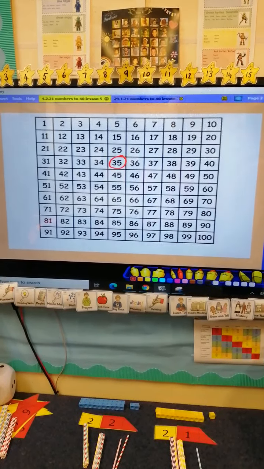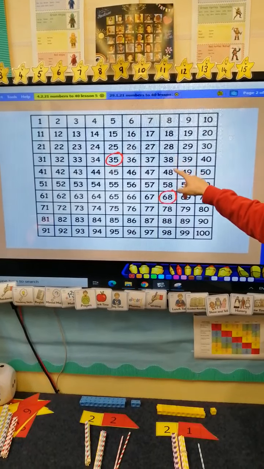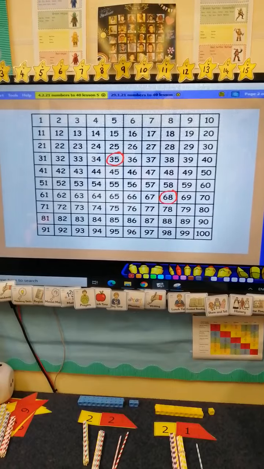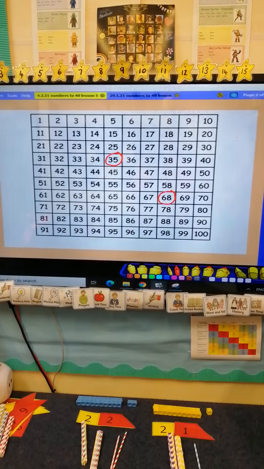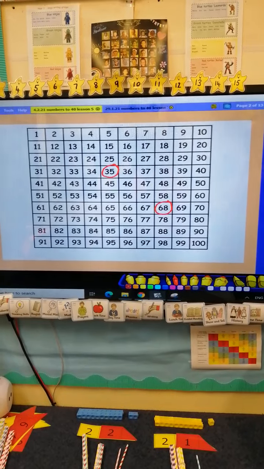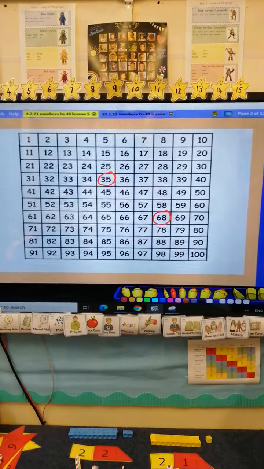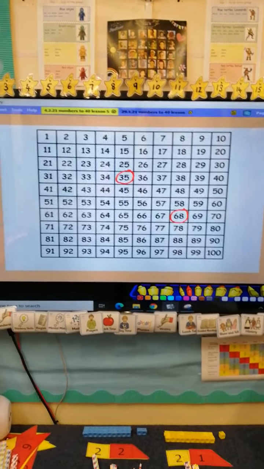Well done. Who can spot the number 68? 68. The clue is in the name, 68. Well done. Here it is. It's in the 8s column. We stop when we get to 68. Let's say our sentence together. 68 is made up of 6 tens and 8 ones. Say it one more time. 68 is made up of 6 tens and 8 ones.